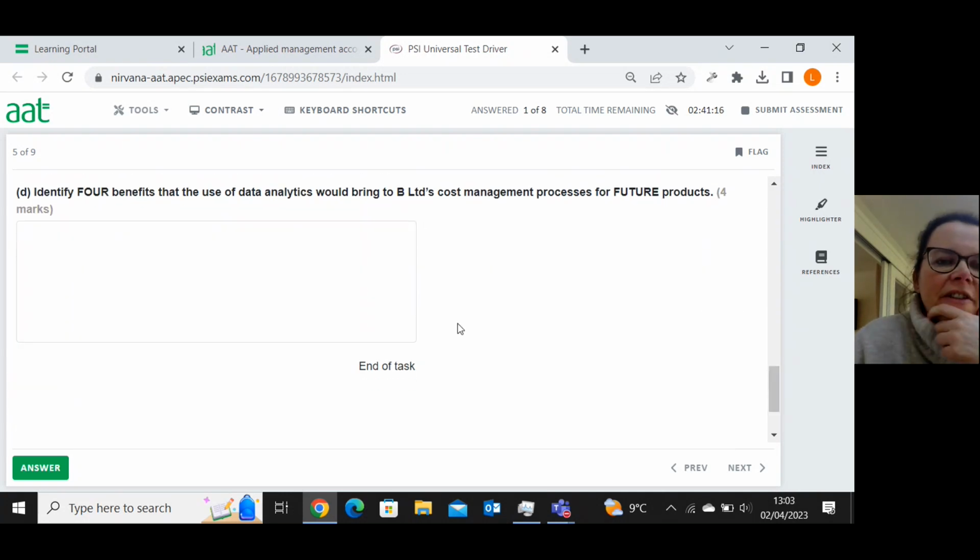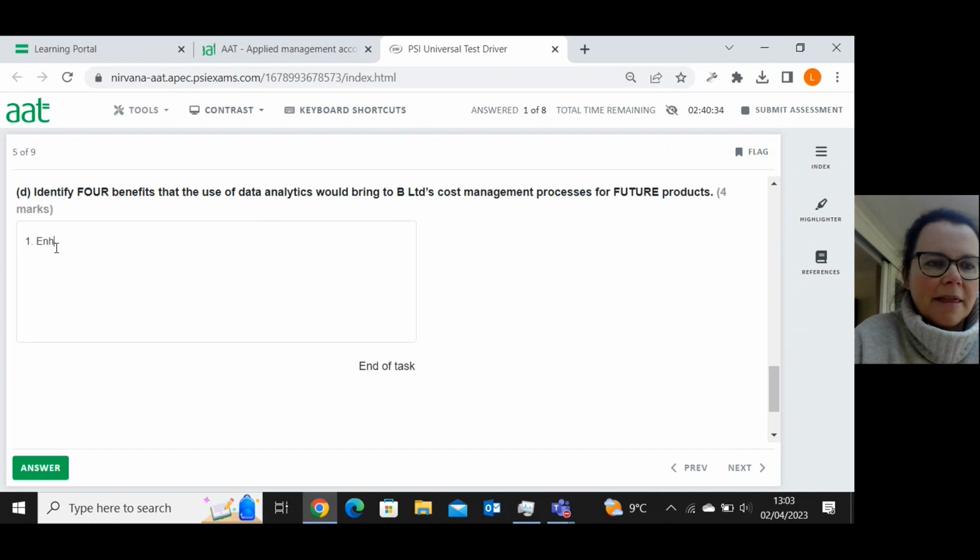And then finally, identify 4 benefits that the use of data analytics would bring to their cost management processes for future products. Identify, it's 4 marks, so it's literally a list. You're not going to get marks for saying 4 benefits are blah, blah, blah. You can literally just go straight in. You could even number them if you wanted to. So what can we say? Data analytics, so analysing the data, bring to the cost management processes.